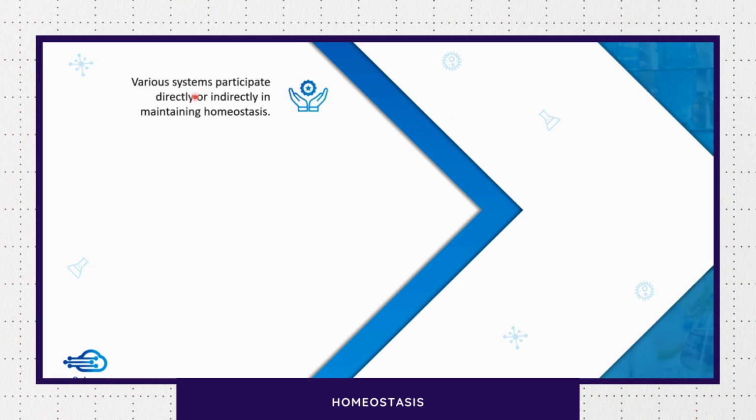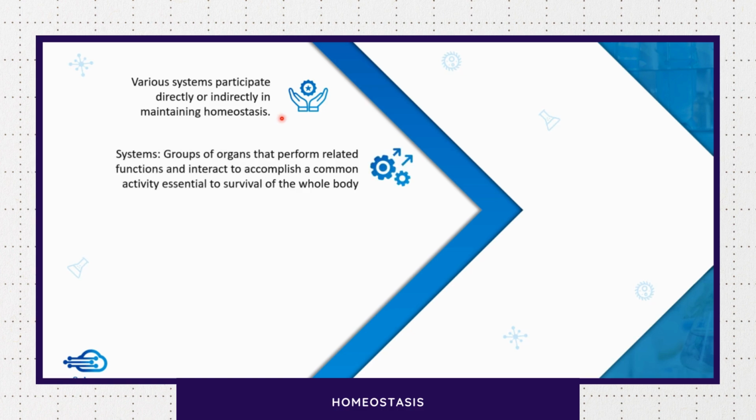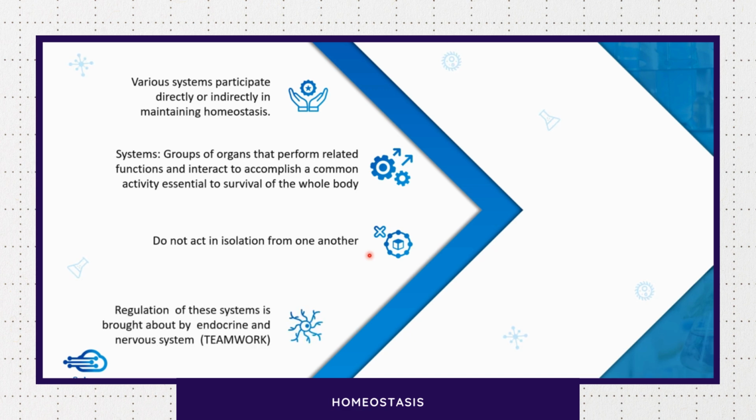In summary, various systems participate directly or indirectly in maintaining homeostasis. Basically, the body systems, that is, the groups of organs that perform related functions, interact together to accomplish a common activity which is essential for the survival of the whole body. These form the systems, and all systems work together. They are not acting in isolation from one another. So there is an integration of the function of various systems, and this is brought about by the endocrine and nervous system. So it is like a teamwork which is happening for maintaining homeostasis.